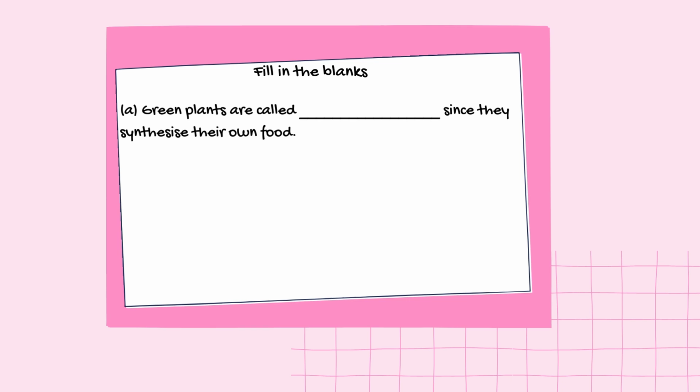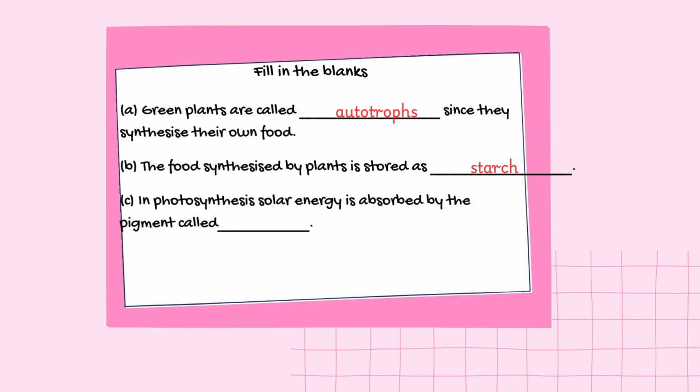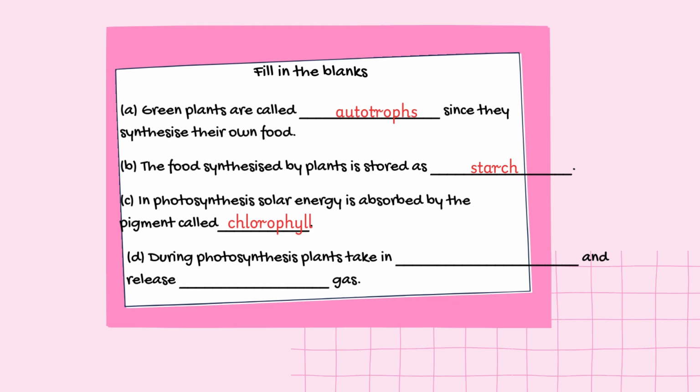Fill in the blanks. Green plants are called dash since they synthesize their own food. The answer is autotrophs. The food synthesized by plants is stored as dash. The answer is starch. In photosynthesis, solar energy is absorbed by the pigment called dash. The answer is chlorophyll. During photosynthesis, plants take in dash and release dash gas. The answer is: take in carbon dioxide and release oxygen.